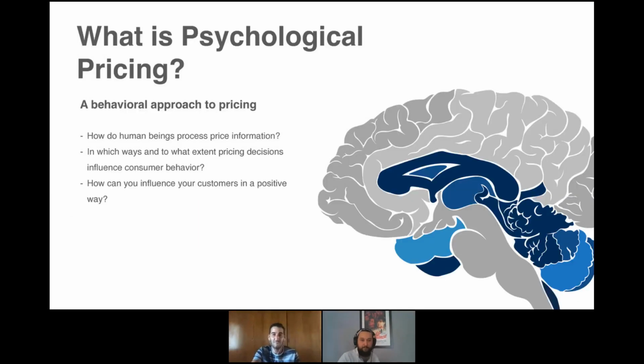So if I move forward, firstly, maybe the best way to start is to define what psychological pricing is, and in general, what we will be trying to answer in today's session. First of all, like I said, it's mostly a behavioral approach to pricing. So basically incorporating some degree of psychology, some degree of science into the pricing strategy.